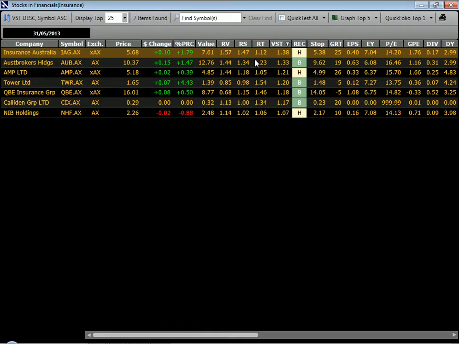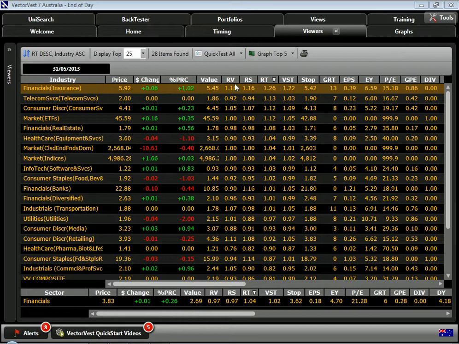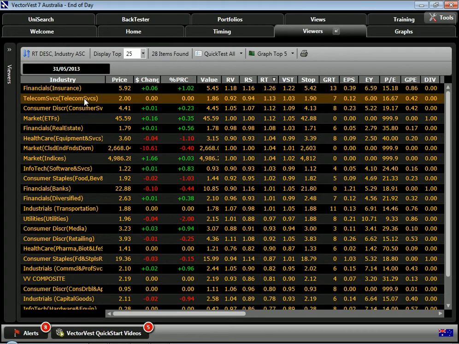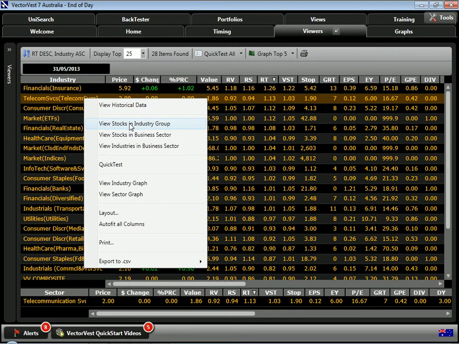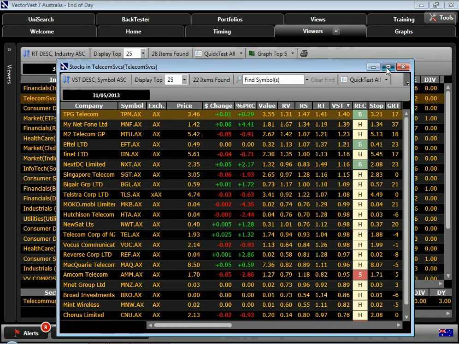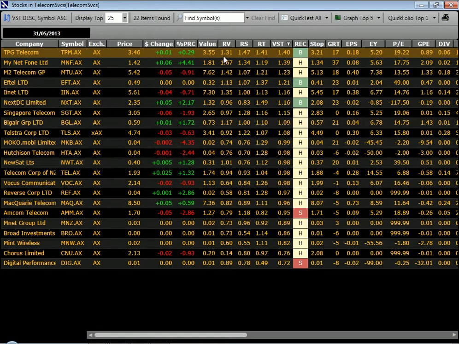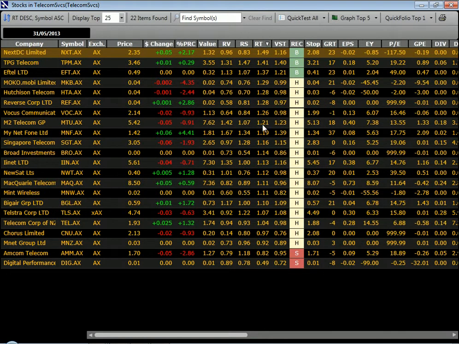Of course, if we were buying stocks, we'd be buying the stocks with the good fundamentals at the top of the list, right? Let's try this again with the second ranked industry, telecom services. We'll right click, stocks in the industry group. Much broader industry, we have 22 stocks in this industry group. We do have 2 sell recommended stocks out of 22. And again, the market is in a pullback here. We sort by RT. The majority, except for 4, are in uptrends.